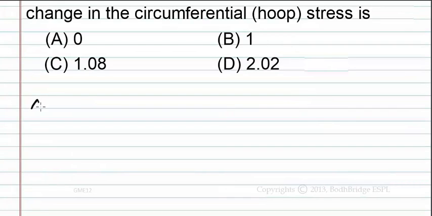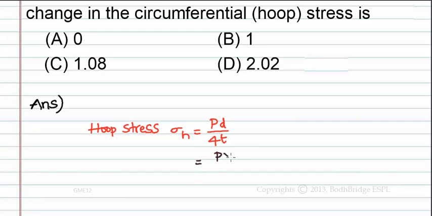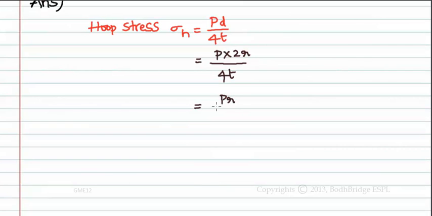Now the answer is, in a spherical shell, if the diameter of the shell is more than 20 times the thickness of the shell, it is considered to be a thin spherical shell. Since it is a thin spherical shell, both hoop and circumferential stresses at any location and in any tangential orientation must be the same. But in a thin spherical shell, we know hoop stress sigma h is equal to Pd by 4t, which is equal to P into 2R by 4t, that is equal to PR by 2t.